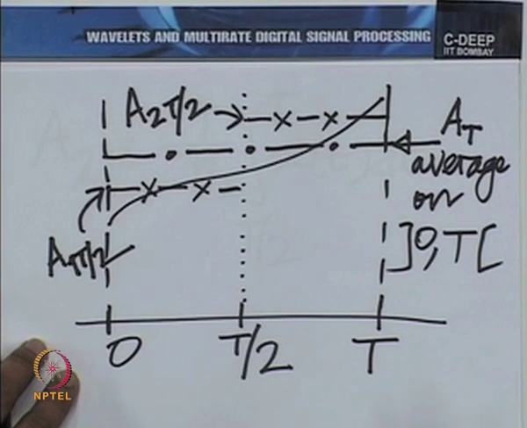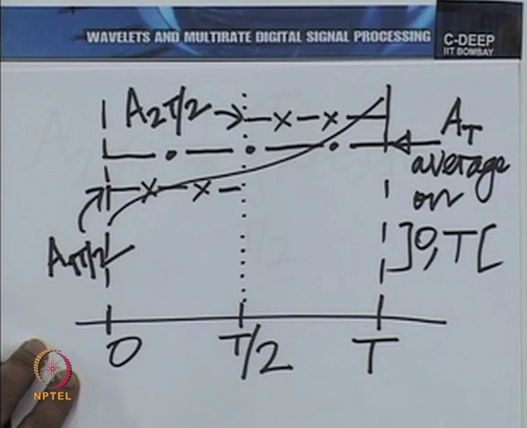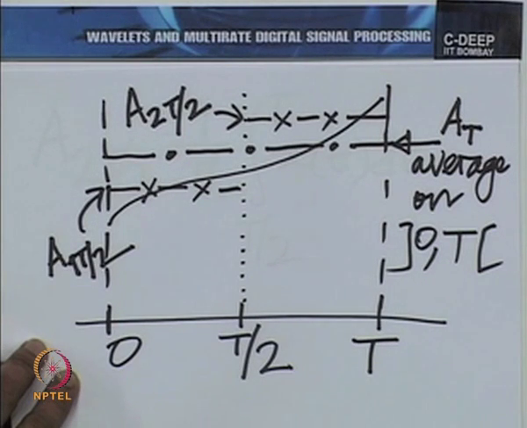Now, the key idea in the Haar multi-resolution analysis is to try and relate these three terms. So, to relate A t, A1 t by 2 and A2 t by 2, and it is in that relationship that the Haar wavelet is hidden. So, what is the relationship? Now, the relationship is very simple.